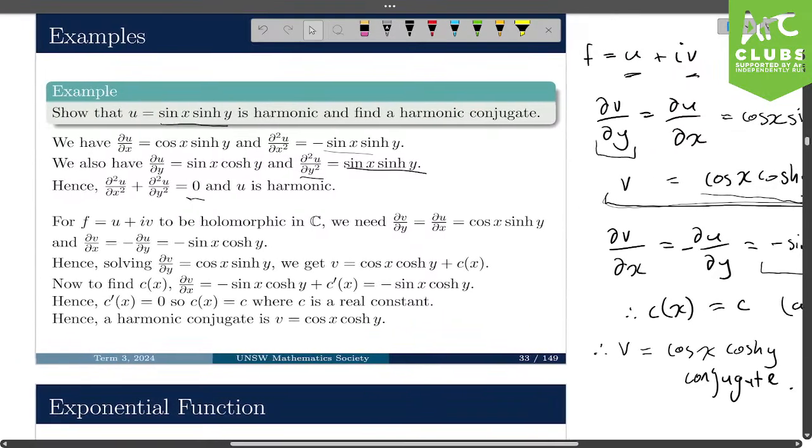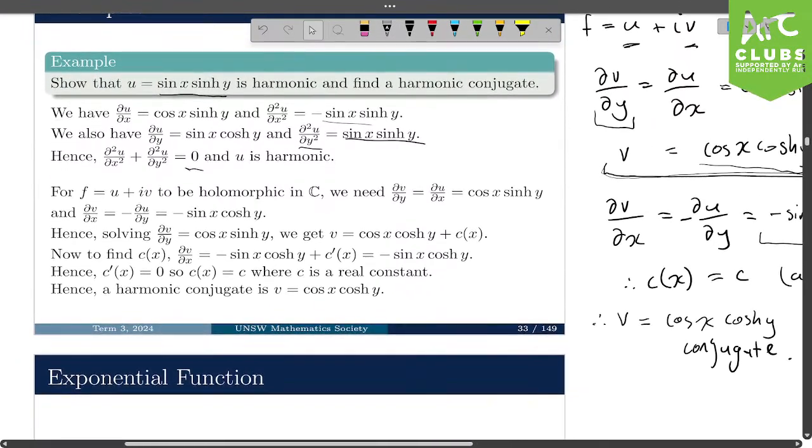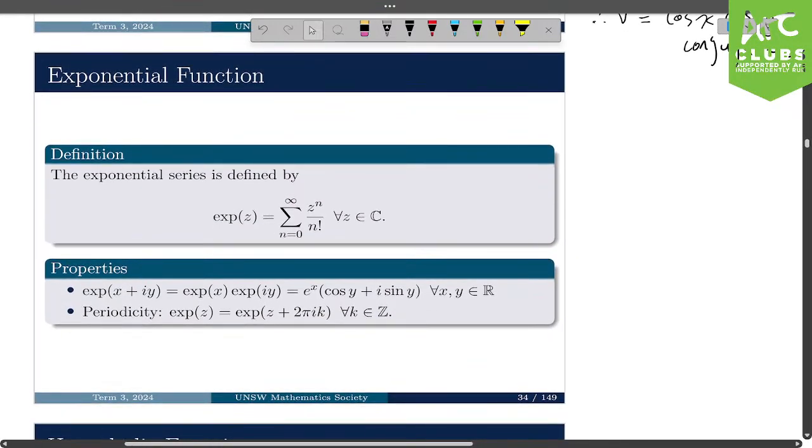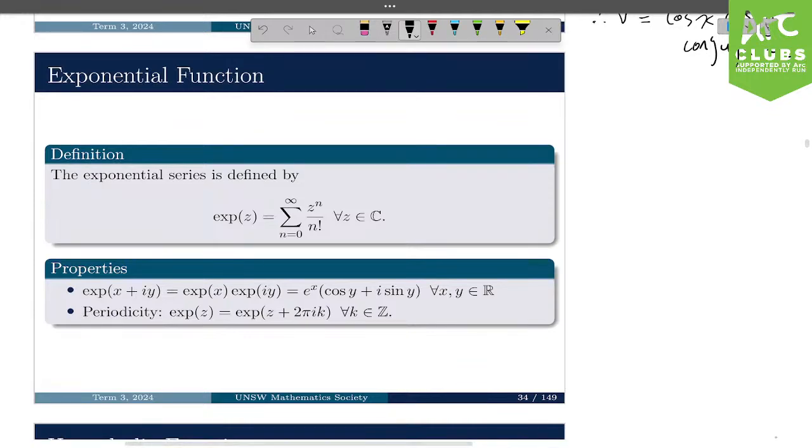All right, moving on. The exponential function, right? We define a particular function as an infinite series, where each term is z to the n over n factorial, from n equaling 0 up to infinity. This series should look pretty familiar, and the reason it looks familiar is because it's the Taylor series for e to the z, right?